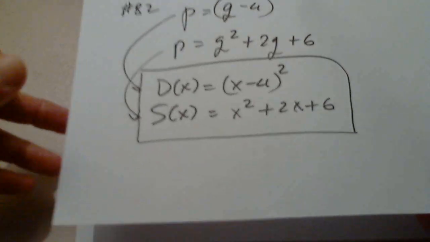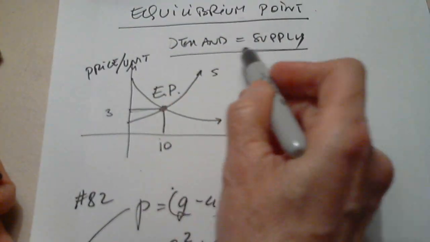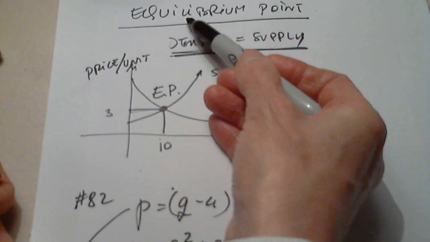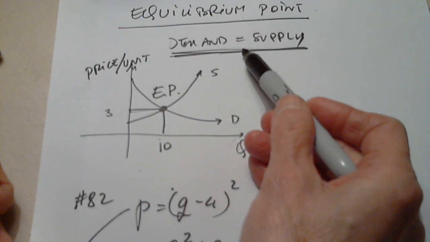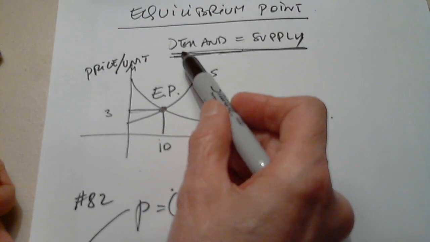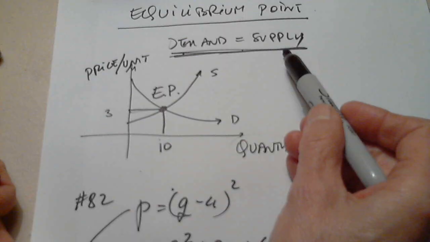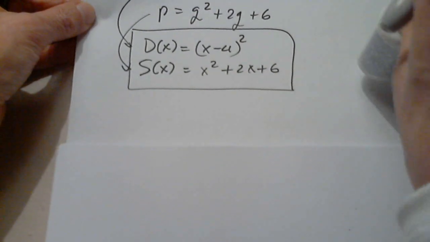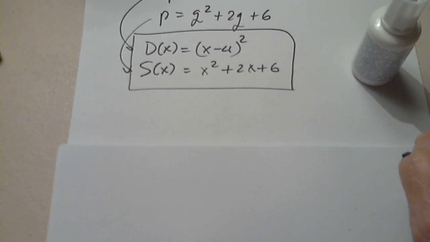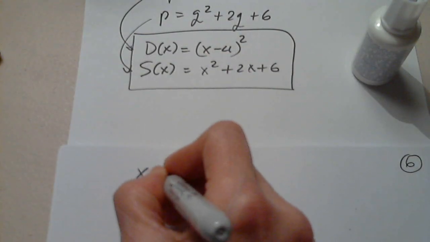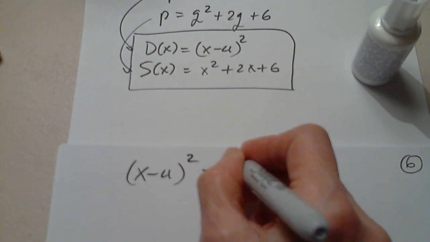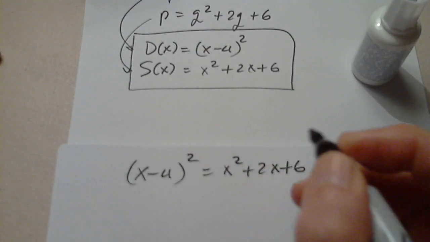These two functions meet where they are equal to each other, of course, and they create the equilibrium point. So this is my starting point. I set the demand equal to the supply, find X, and then find the Y value. So (X minus 4) squared equals X squared plus 2X plus 6.